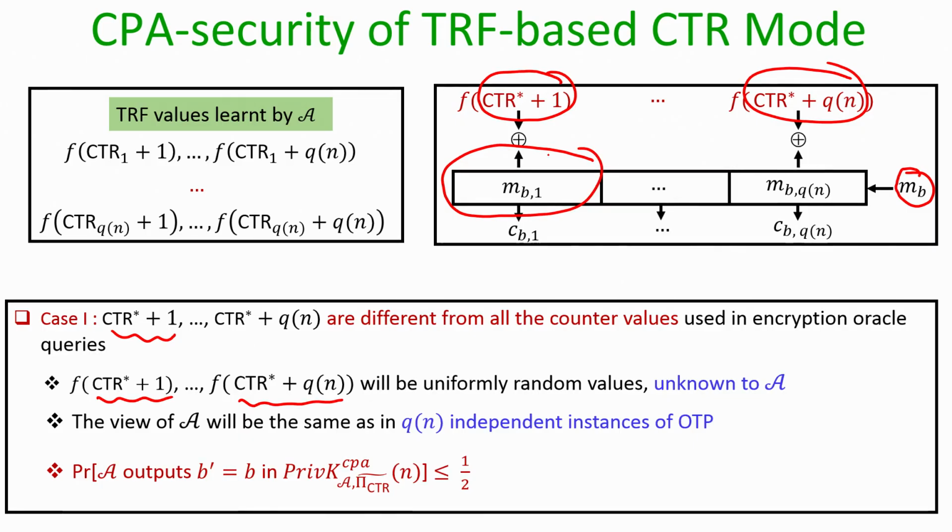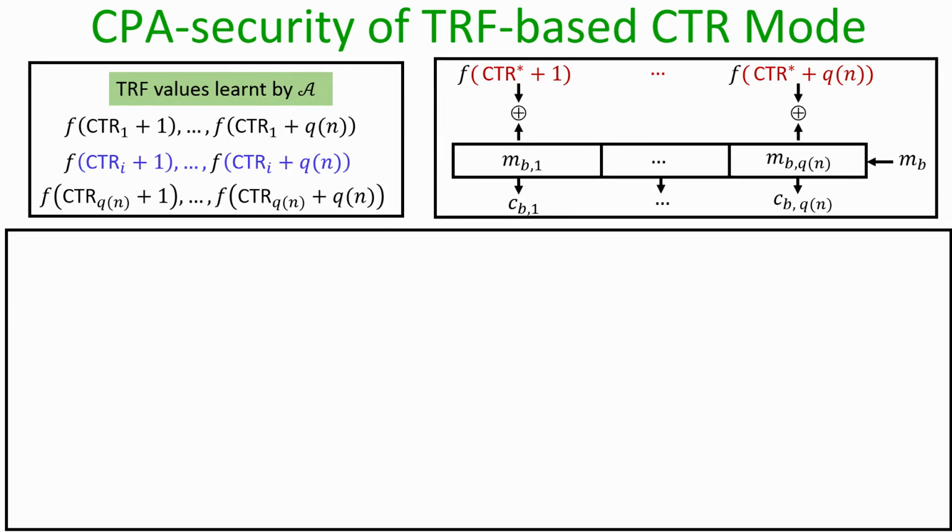namely the first block is encrypted by running an instance of OTP where the pad is completely unknown to the attacker. The second block of MB is encrypted again using a truly random pad which is unknown to the attacker, and similarly the last block of the message MB is encrypted using a truly random pad unknown to the attacker. And as we have seen in the case of OTP, if the pads are truly random and unknown to the attacker, then it is perfectly indistinguishable, or perfectly secure, from the viewpoint of the attacker. That means, if the counter values used for computing the challenge ciphertext are not repeated, then we can safely conclude that the probability that the adversary wins the CPA game is upper bounded by 1 by 2.